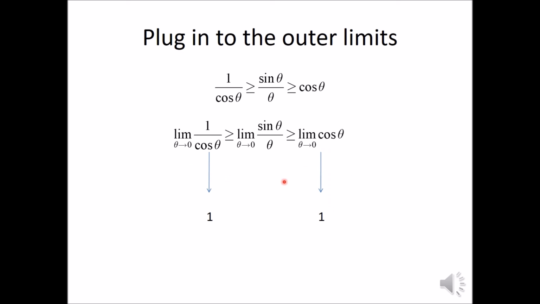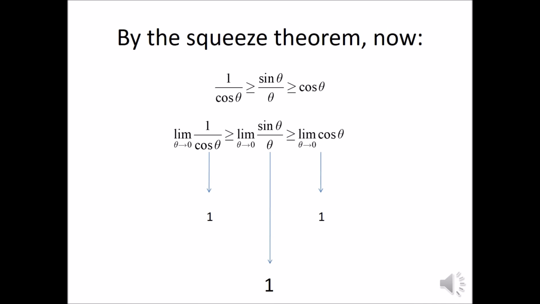I'm using my squeeze theorem here. What number gets squeezed in between 1 and 1? It has to be 1. That theorem, that special trig limit, can be proved using our squeeze theorem.